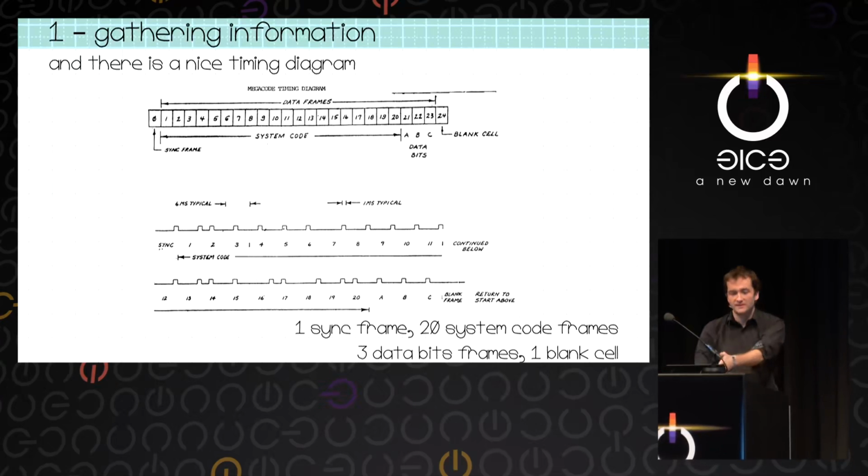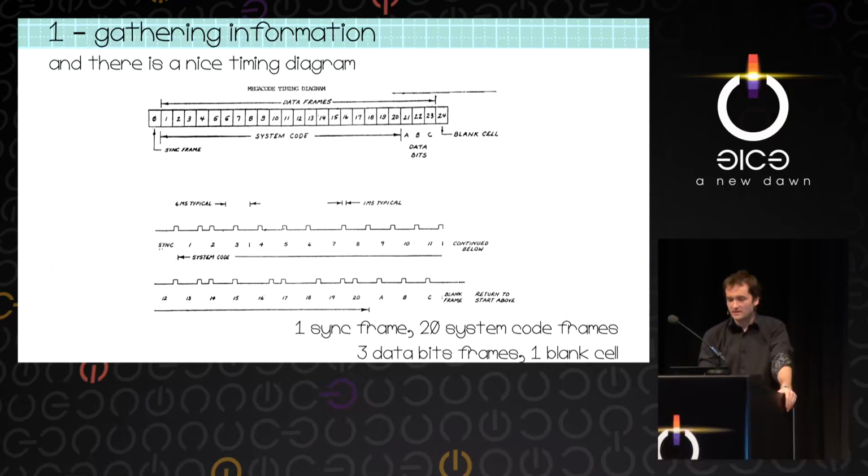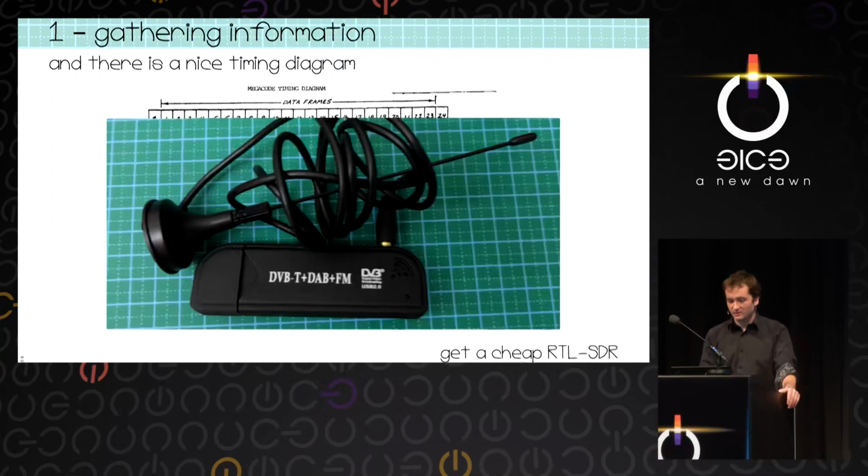And as we can see, we have a sync bit, so the receiver knows, okay, there's a signal. Then the 20-bit system code, the 3 data bits, and then there's a blank cell before you send the next code. And as they're written, each bit frame is 6 milliseconds long, each pulse is 1 millisecond long.